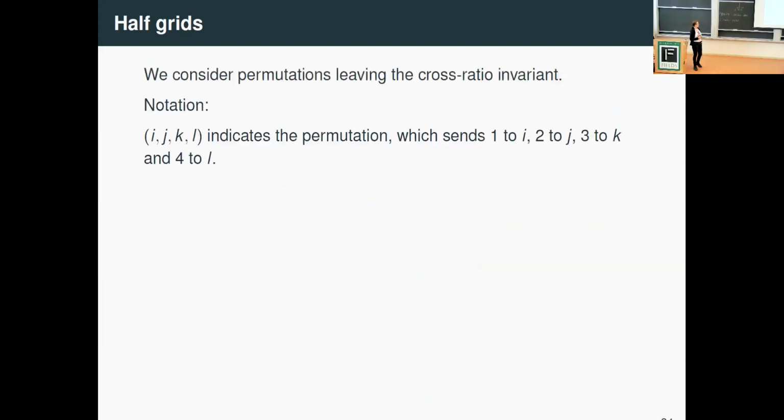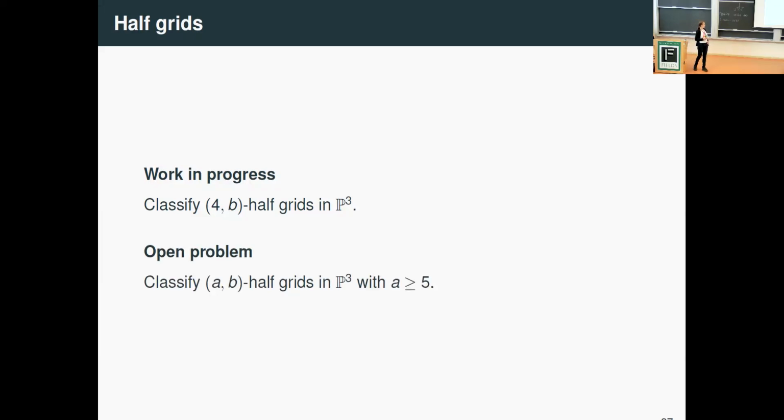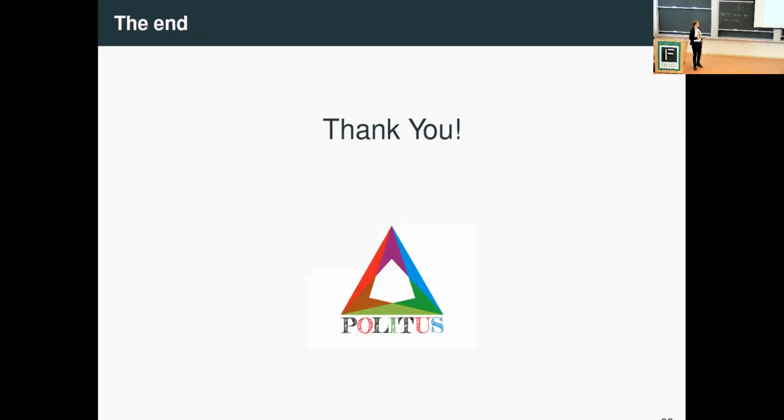So what can we do now? We can try to classify the 4B half-grids in P3, and here we also have these transversals, so we know how to start at least. And the open problem is to classify AB half-grids, where A is at least 5 and B is greater or equal than 8. So this is all.